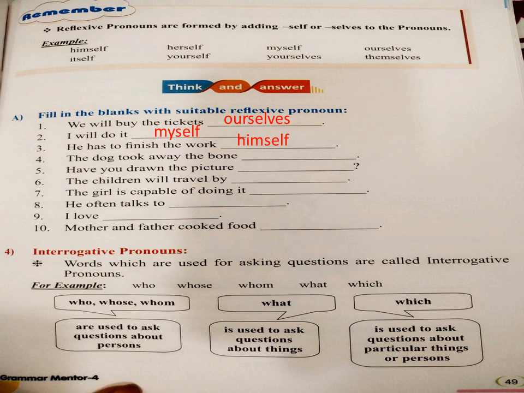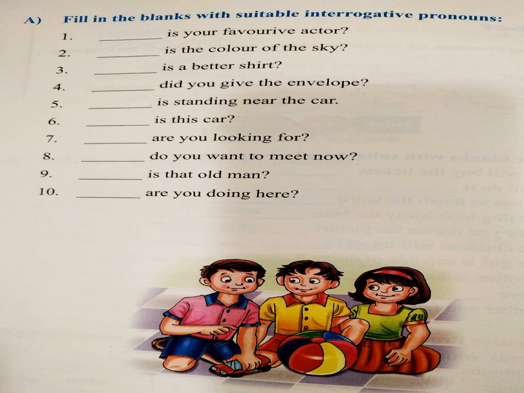So we will move to our next exercise, that is interrogative pronoun. Okay, here fill in the blanks with suitable interrogative pronoun. And the first one is this is my favorite actor. So what you have to fill? This is your favorite actor. So you have to fill who. Who is your favorite actor? Second one is this is the color of the sky. What is the color of the sky? This is better shirt. Which is a better shirt?